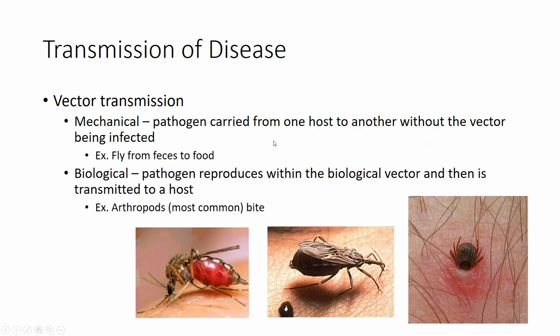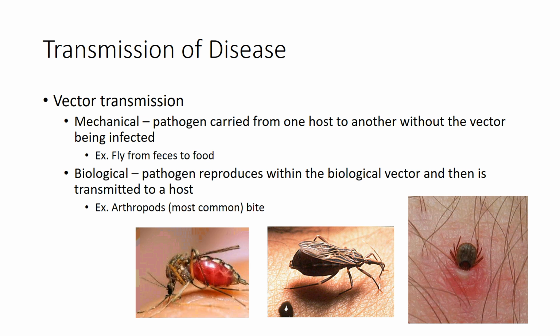The last type of disease transmission is vector transmission. So this is going to be a bug. There's mechanical or biological transmission. Mechanical transmission is just when the vector, the bug, carries the pathogen, but it doesn't actually bite you. I didn't put a picture of this on the slide, but you can think of a fly that lands on poop and then lands on your hamburger. It could have transmitted a pathogen from that pile of poop.